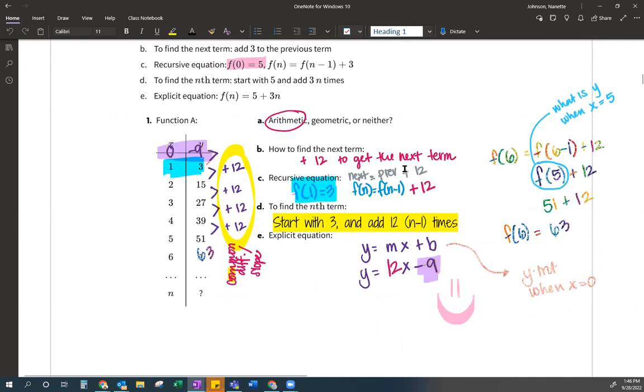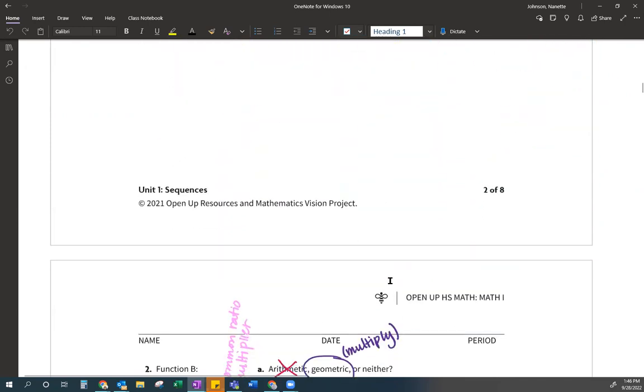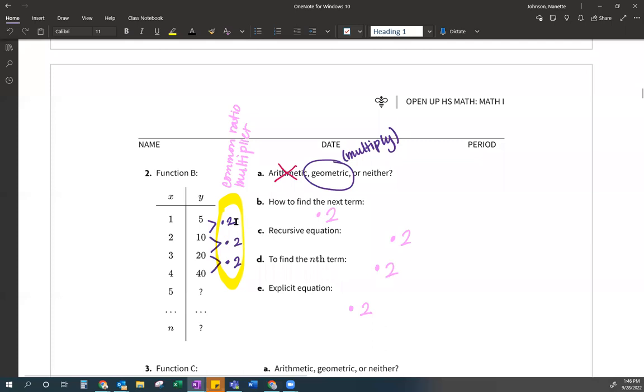We see him here and here and here and here and here.